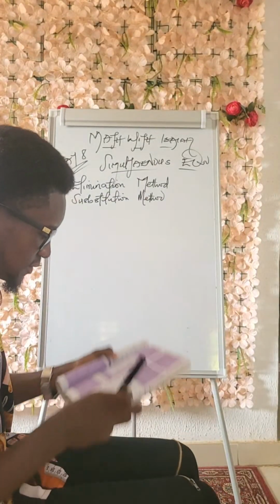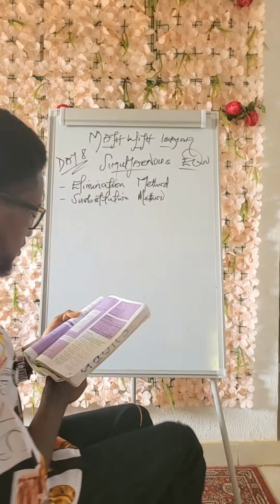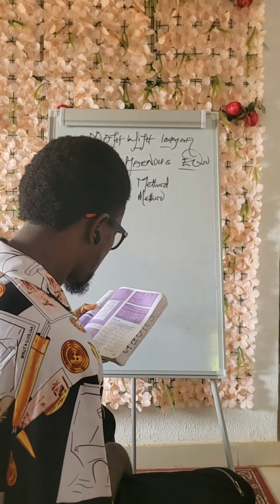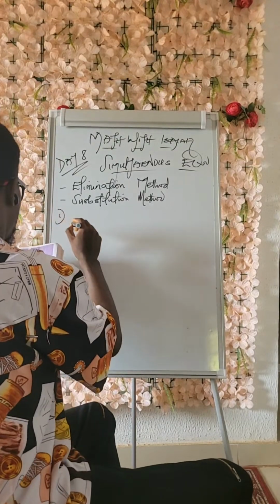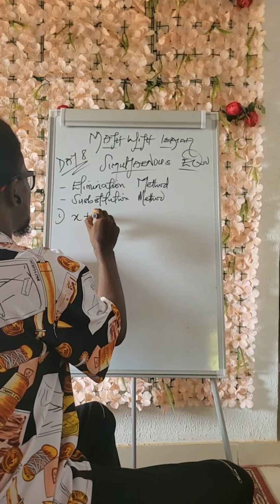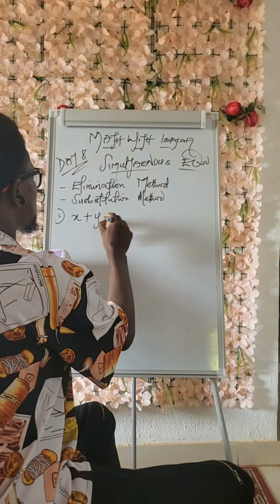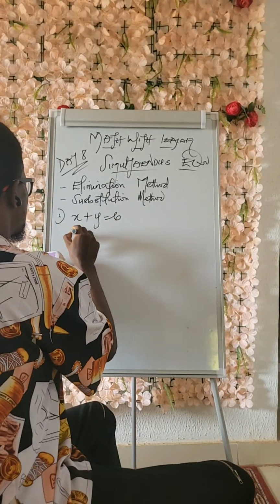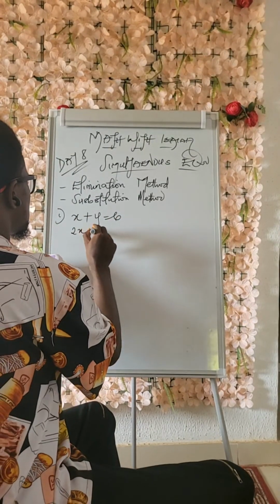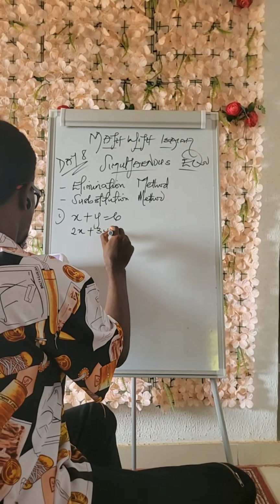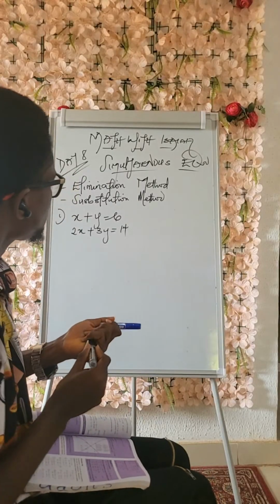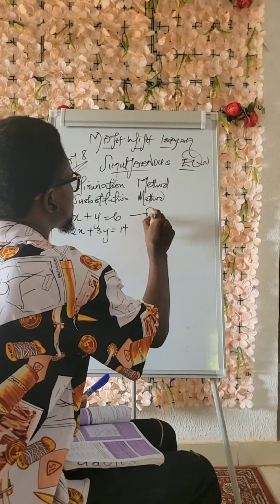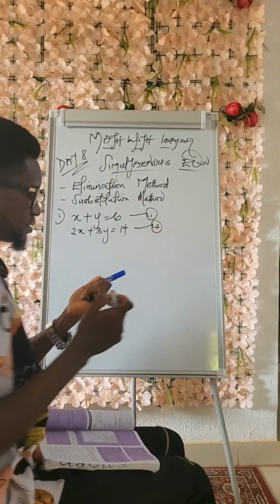So let me really get, I have a few examples here. Number one, first question: x plus y equals 6. Second equation is 2x plus 3y equals 14. Now, this is the first equation, second equation.